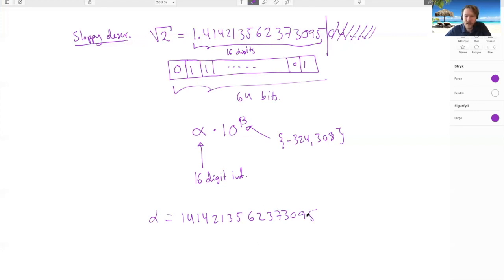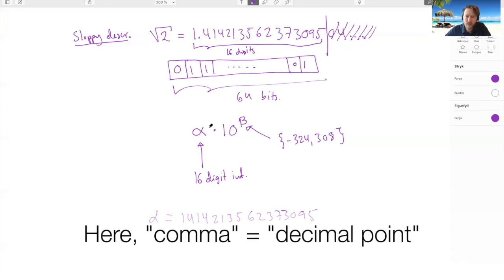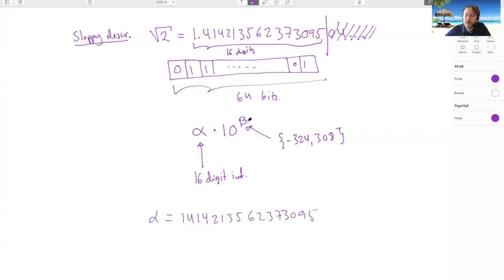And notice here, there is no comma. So this alpha has no comma, and that's the job of beta, to place the comma. And for this reason, the method of storing non-integer real numbers in a computer is called a floating point number. It basically means you store a 16-digit number and then where the point is supposed to be.